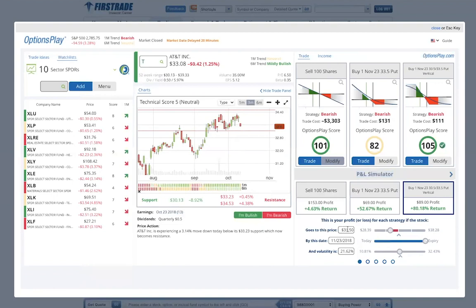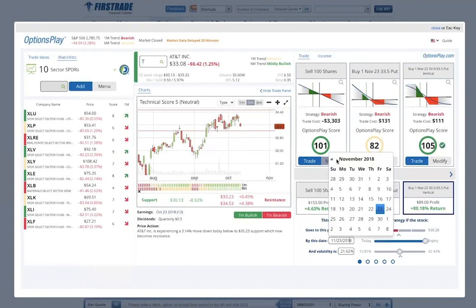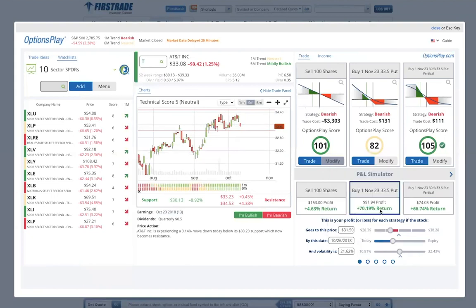So what happens if the stock goes to 31.50 a few days after earnings? So earnings on October 23rd. So let's say that Friday, October 26th, the stock moves down to 31.50. And as I said before, volatility comes down right after earnings because the uncertainty factor of what earnings are going to be is gone. Typically, volatility will come down a few percentage points. So let's say it does that. As you can see, here are the expected returns of these three strategies.